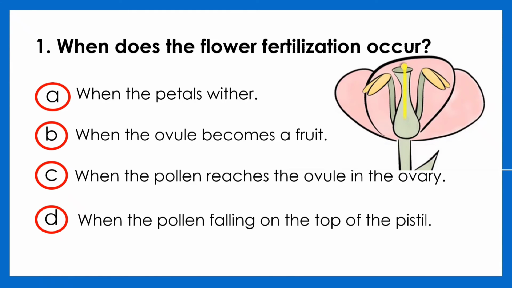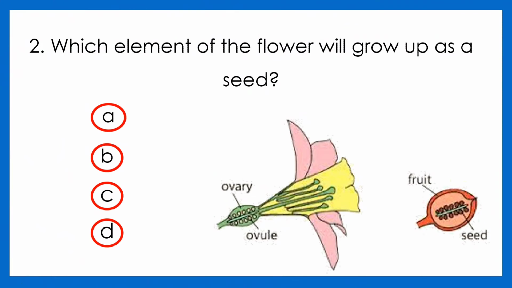So let's move on to number 2. Which element of the flower will grow up as a seed? Or which part of a flower will grow up as a seed?